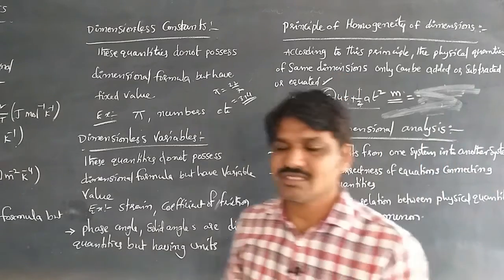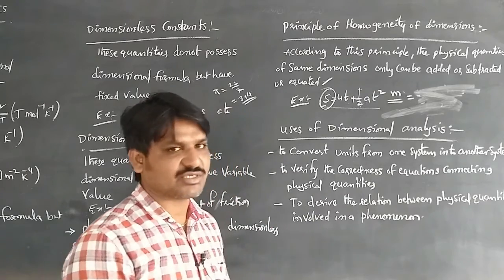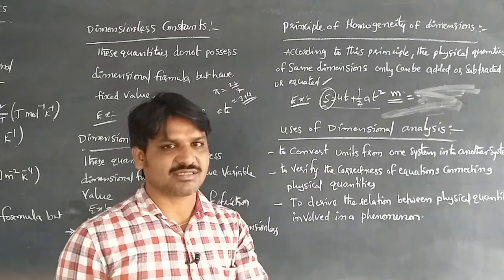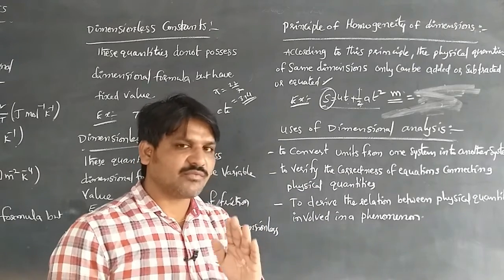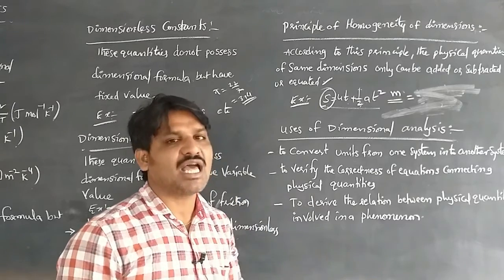So what are the uses of dimensional analysis? By using dimensional analysis, we can convert units from one system to another system, for example from the CGS system to the SI system.